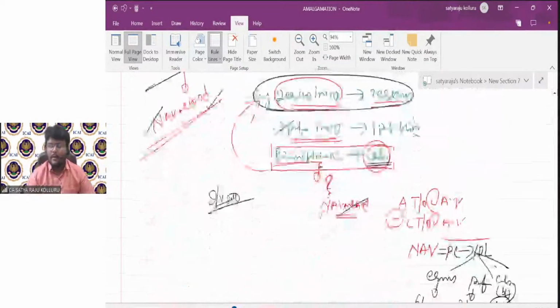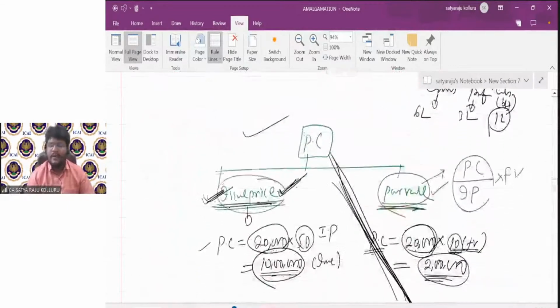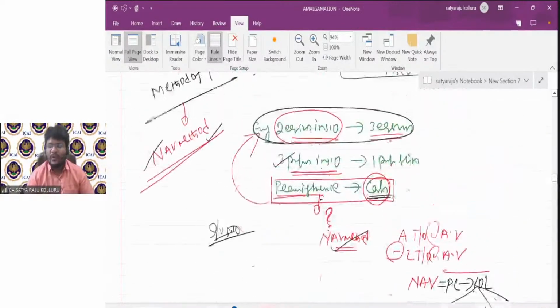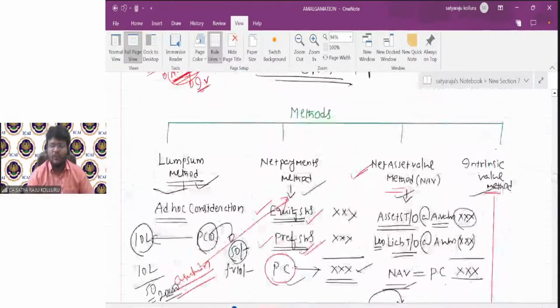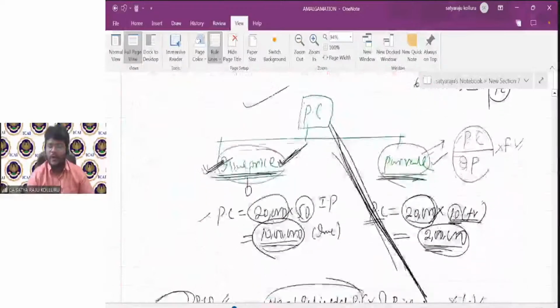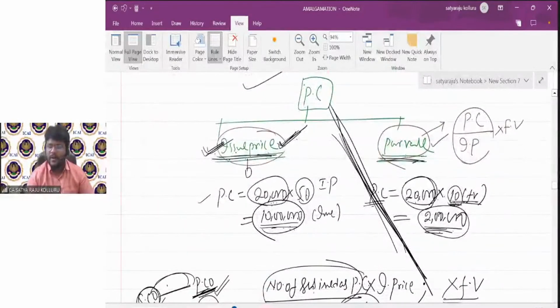And one more thing we also discussed: PC either can be recorded at issue price, or PC we can also record at par value. If PC is recorded at issue price, then whatever calculation you applied till now, the same calculation you can continue. But if the same PC is going to be calculated at par value or at face value, then first of all, you need to know the number of shares issued as PC, then you need to multiply with the face value.